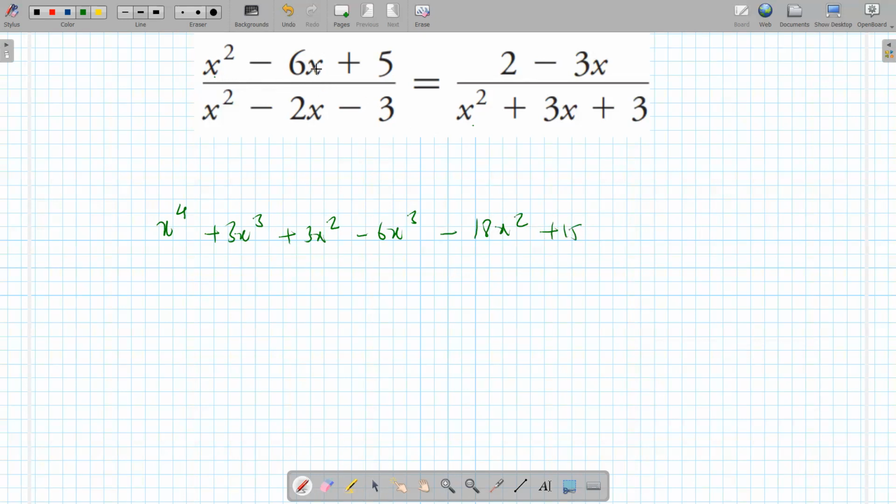So what did I do? I did 6x cubed, minus 18x. Then for the 5, it'll be 5x squared plus 15x plus 15. So that's just this times this. And now we've got to do this times that. So that'll be 2x squared minus 4x.